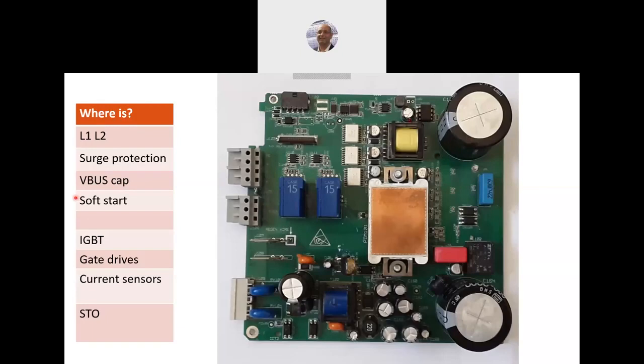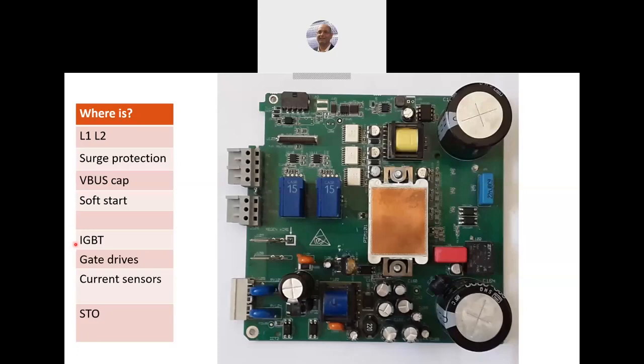Soft start. Okay, for the soft start, you see here there is a relay. When the drive is cool, the relay is open, so everything goes through the resistor of 1 ohm, and after about 20 seconds, the relay closes and the current can bypass via the relay.